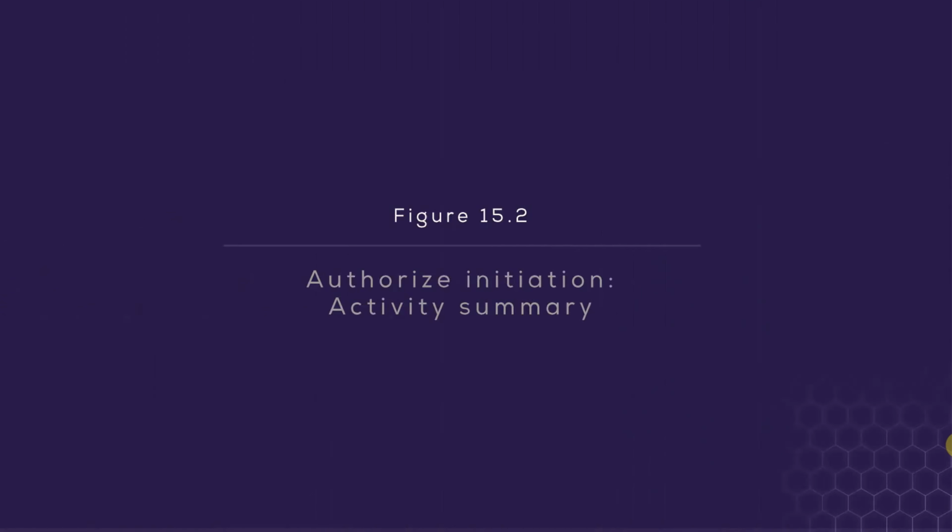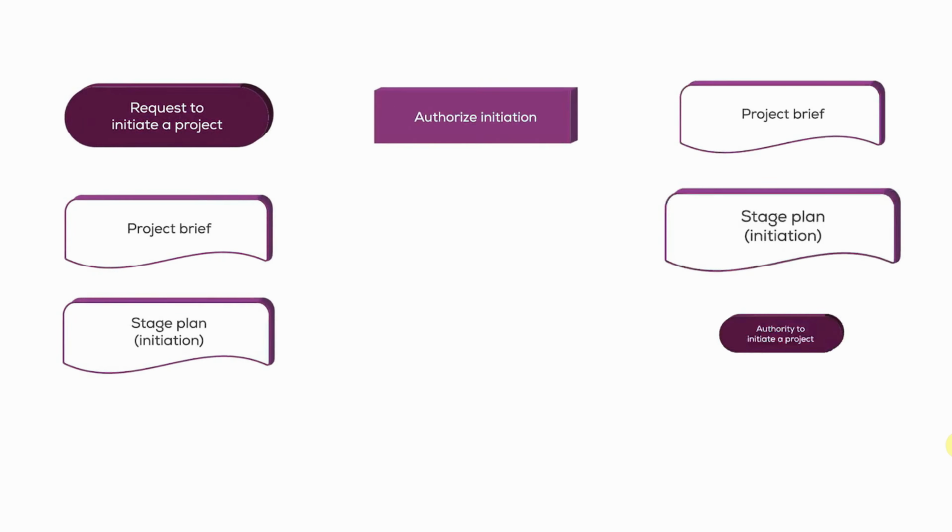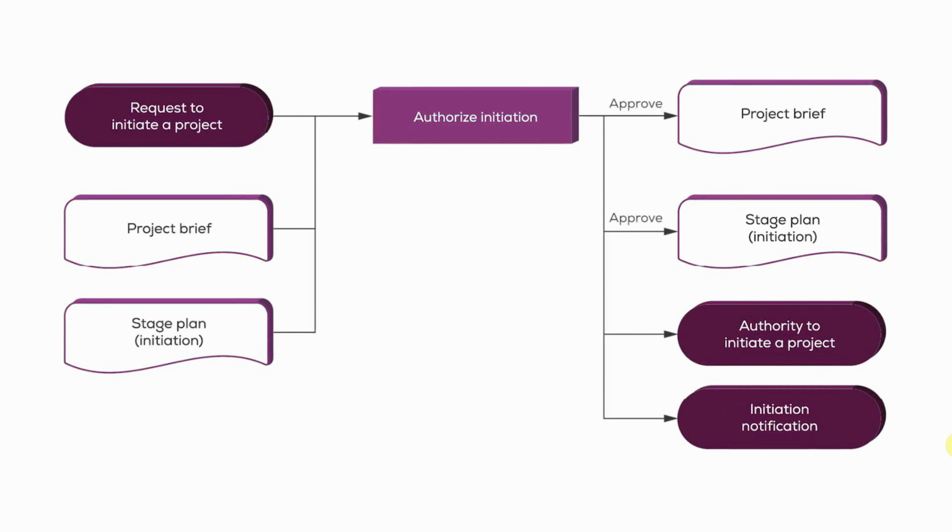But let's go now and have a look at each of these details, or each of these activities that make up the directing a project process in a little more detail. The first activity is authorize initiation. Now, you're looking at figure 15.2, and you'll recall this is being the very first activity of the directing a project process. It's the activity that takes place when the project manager submits the request to initiate the project.